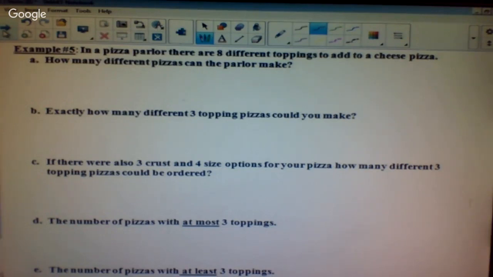So instead of writing that out as a big long 8C0 plus 8C1 plus 8C2, we can simply say for each topping I have 2 options. I can say yes, I want it, or no, I don't. How many times am I going to say yes or no? 8. So that answer is 2 to the 8.